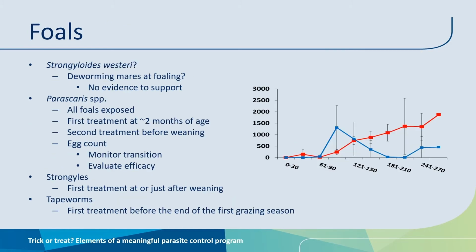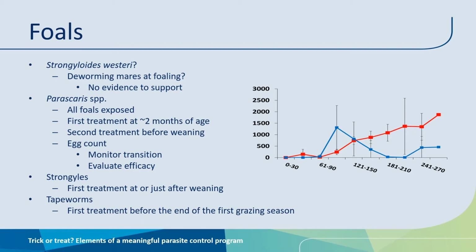So if we break this down by age group and look at foals separately, there are several things that really make parasite control in foals very, very different. We have parasites that we don't find in adult horses, and the epidemiology patterns of those parasites are very, very different.